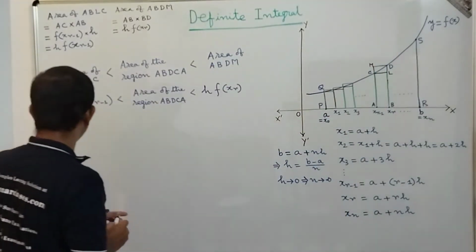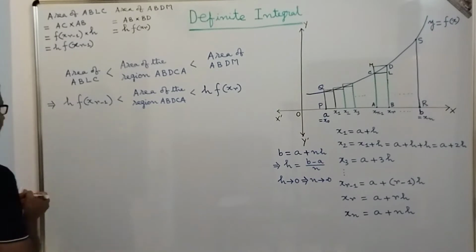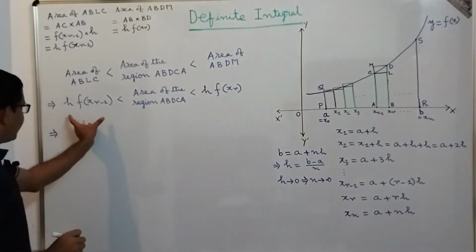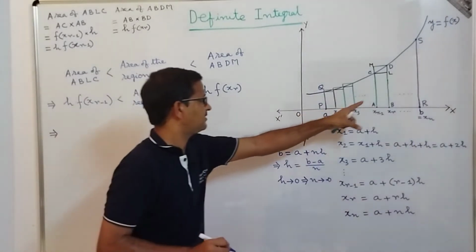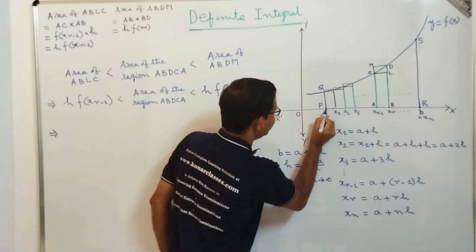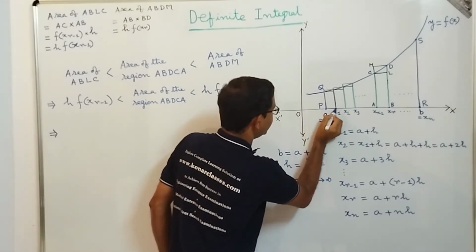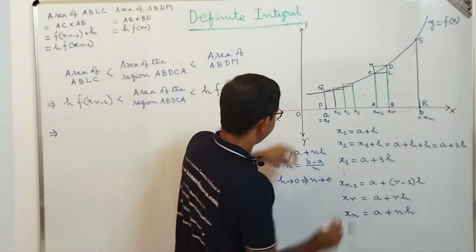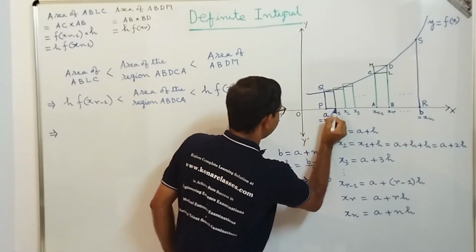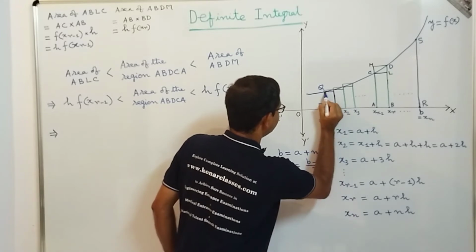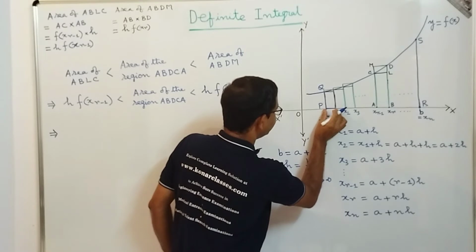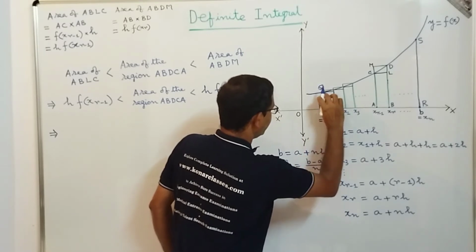So what we can say, dear students? So from here what we can say is how to find the areas of all lower rectangles. So the lower rectangle starts from here, that means x0, so f(x0) into h. Correct or not? That is h. So what is the area of this lower rectangle? Area of this lower rectangle will be what? That should be p2q into that width h. So what is pq?